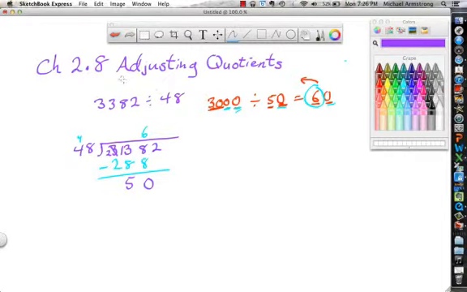And the whole idea of adjusting your quotient is that a lot of times you use an estimate. You just use your head. In your head you think what will work, and you choose 6. And you go ahead and you try it, and if it doesn't work, then you adjust and you do it again. You redo it with a better number.